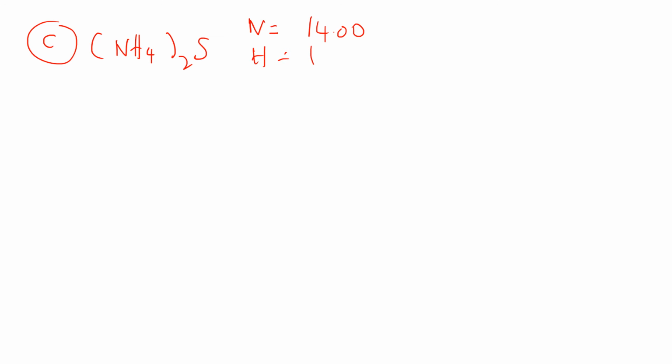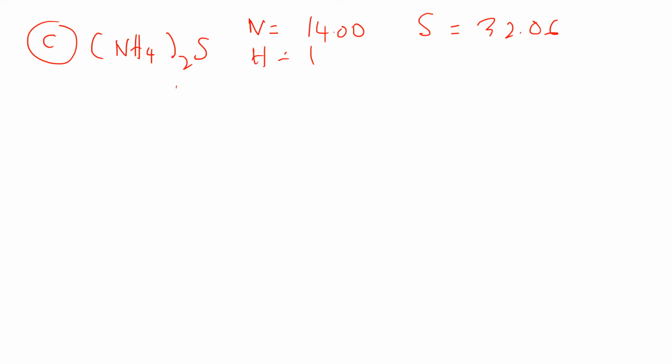Okay, for C we have in bracket NH4 to S. Nitrogen, hydrogen, and sulfide. So again we have to calculate the molar mass first. Okay, so molar mass for nitrogen is 14, hydrogen is 1, and sulfur is 32.06.